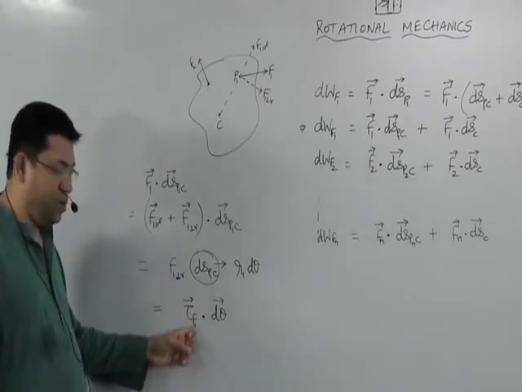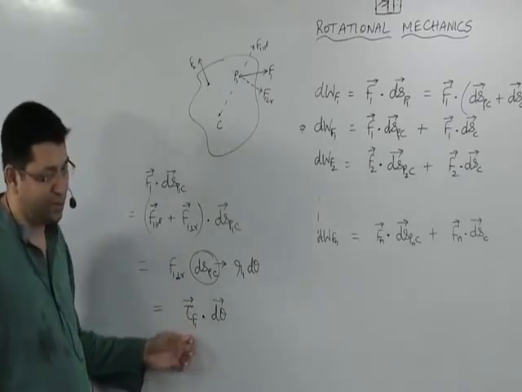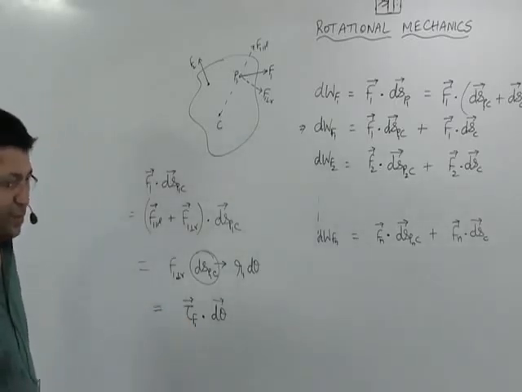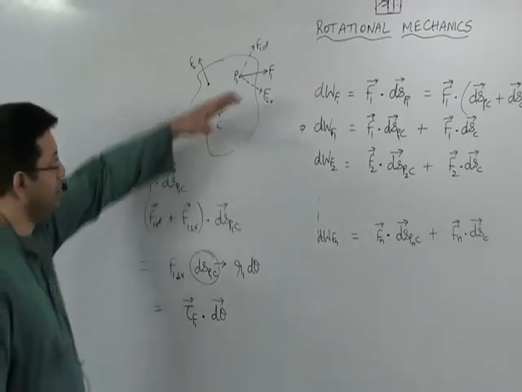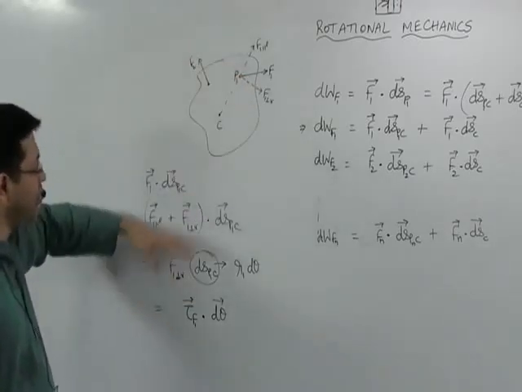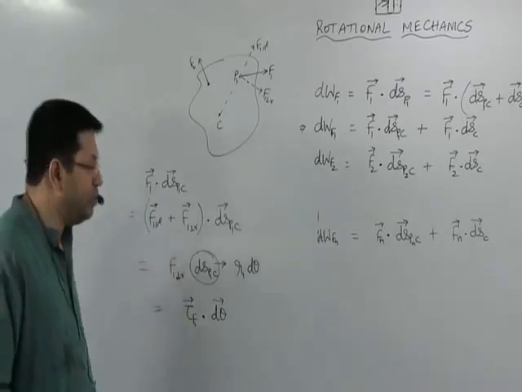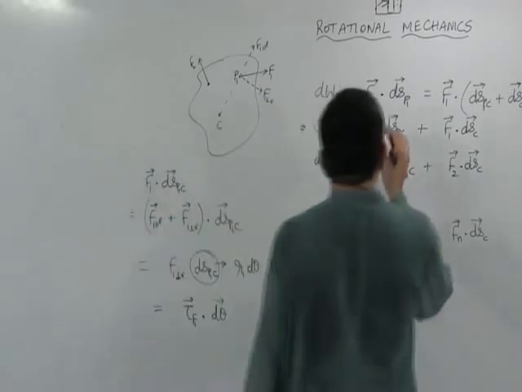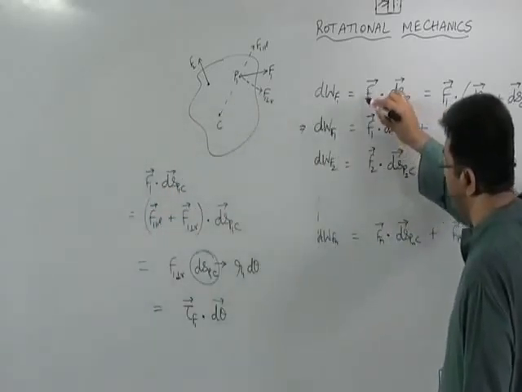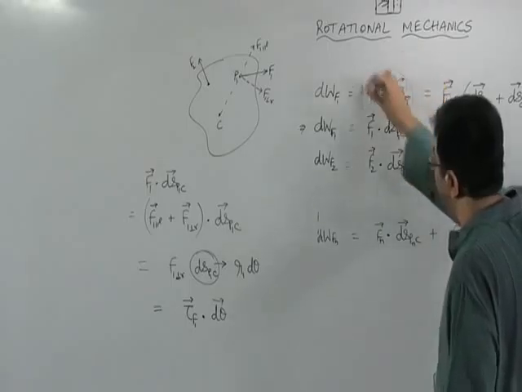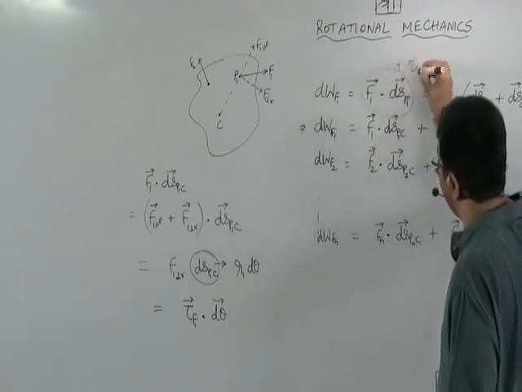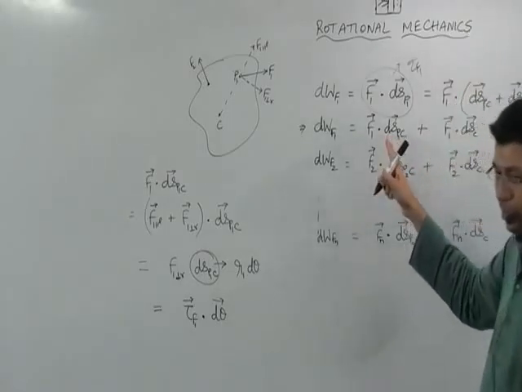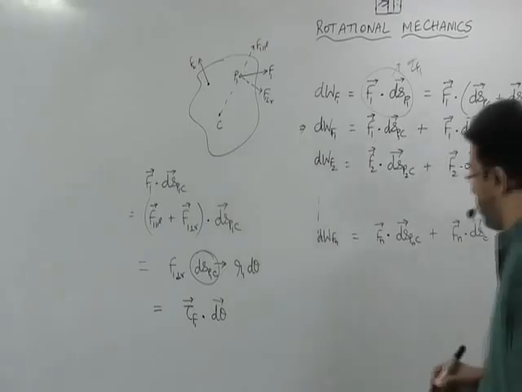You need not write tau due to F1 perpendicular. Torque due to F1 itself will be this, because anyway the parallel component will not produce torque. So you can see that this reduces to tau F1 dot d theta.